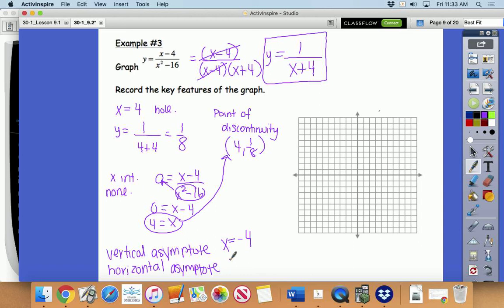There's also a horizontal asymptote at y equals 0. Remember how we said that when the degree at the bottom is greater than the degree at the top, we're going to have a horizontal asymptote at y equals 0. So that was from the previous lesson.